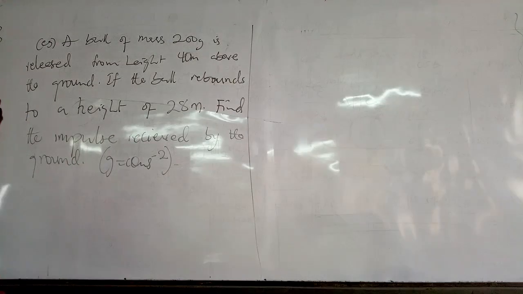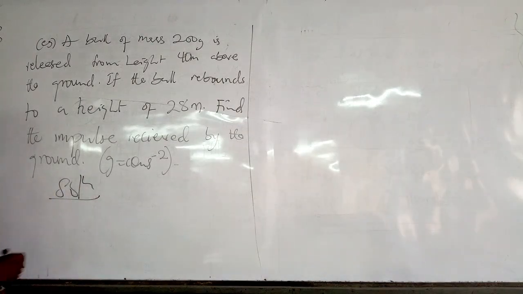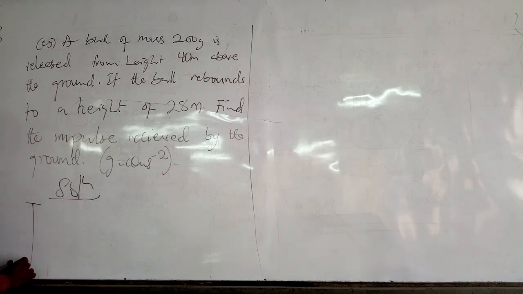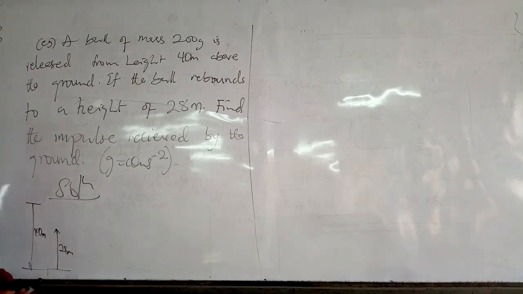We are told that a ball of mass 200 grams is released from height 40 meters above the ground. If the ball rebounds to a height of 28 meters, find the impulse received by the ground. Solution. So let's solve this. In the first instance, the ball is released from the height. Let this be the ground level. 40 meters above the ground. The ball rebounds to a height 28 meters above the ground.